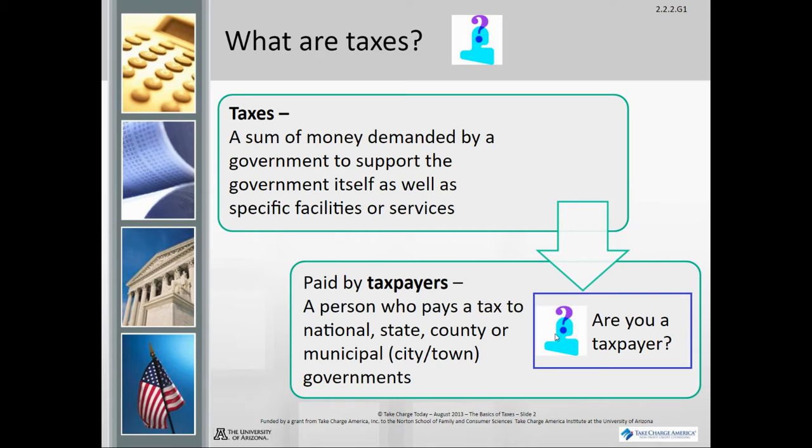What are taxes? This is defined as a sum of money demanded by a government to support the government itself, as well as specific facilities or services. So, who are taxpayers? Anyone who pays a tax is a taxpayer. Chances are you are a taxpayer if you even pay sales tax.